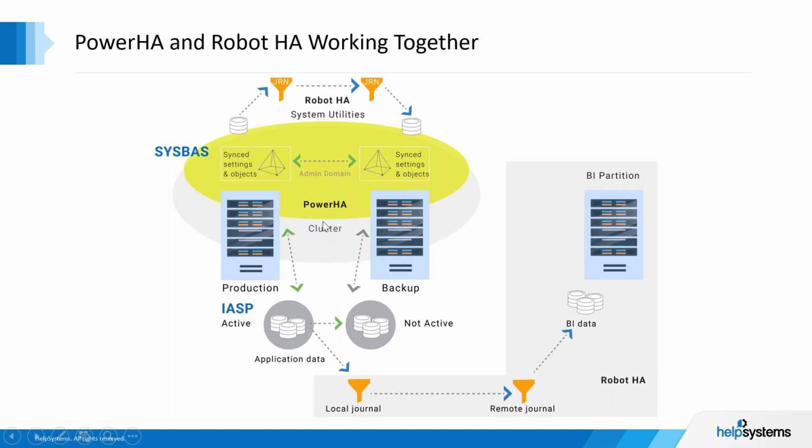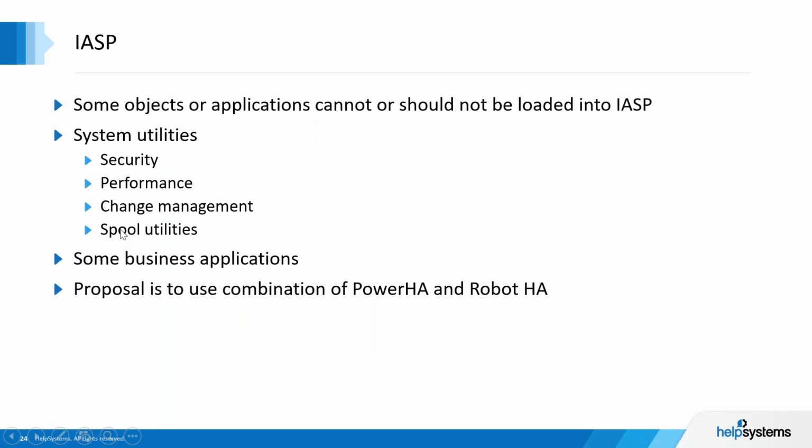We also have some things like maybe some system utilities. Maybe there is an application that kind of sits in between IASP and the SYSBAS, and they want to replicate those data. You can use Robot HA and have it installed in SYSBAS and be replicated in real time. Because again, with PowerHA, you really have two active operating systems, SYSBASes, running on both systems, but you only have one IASP that you're switching in between the two. And maybe that'll be a little more evident as we do a demonstration today.